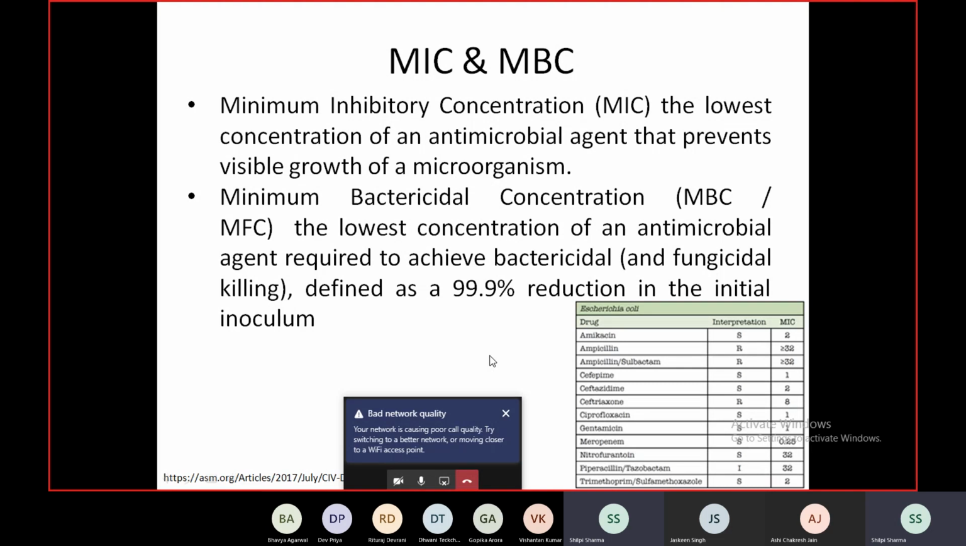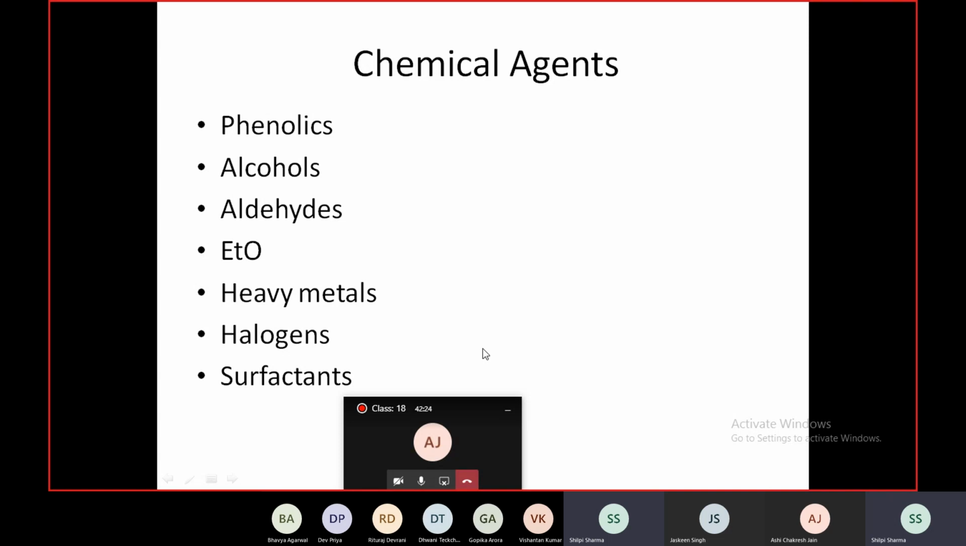So in an MIC assay, bacteria in liquid suspension are exposed to an antibiotic at various concentrations, in a twofold dilution basically. So 1 microgram per ml, 0.5 microgram per ml, so on and so forth. And the lowest concentration that inhibits visible growth is called the MIC. So the physician can accordingly decide the course of action or the course of antibiotics for the particular patient. These are two values which are important in terms of chemical agents.